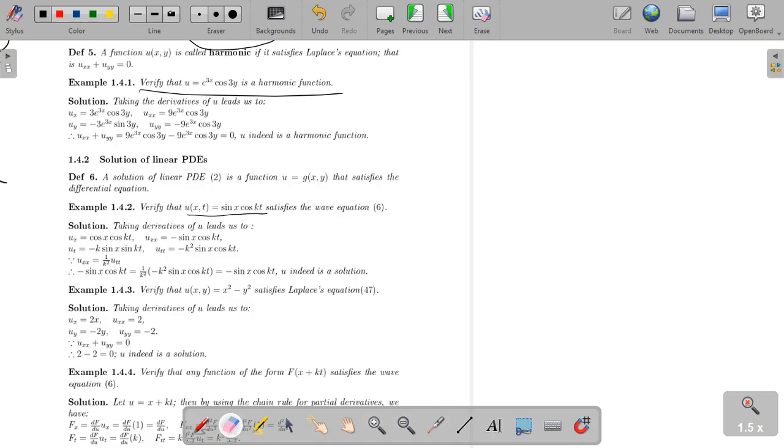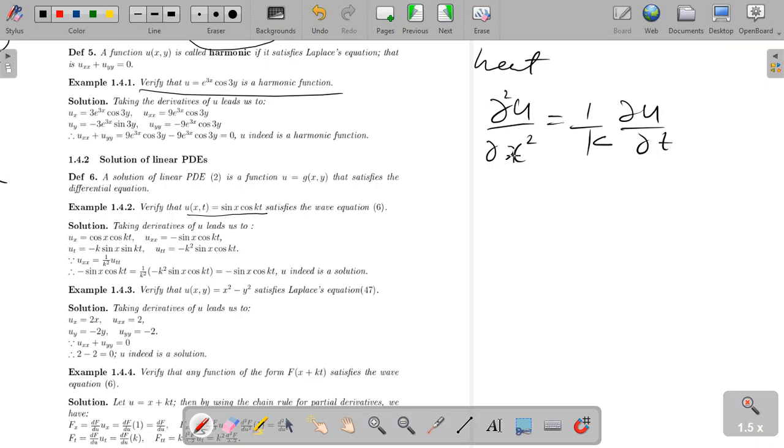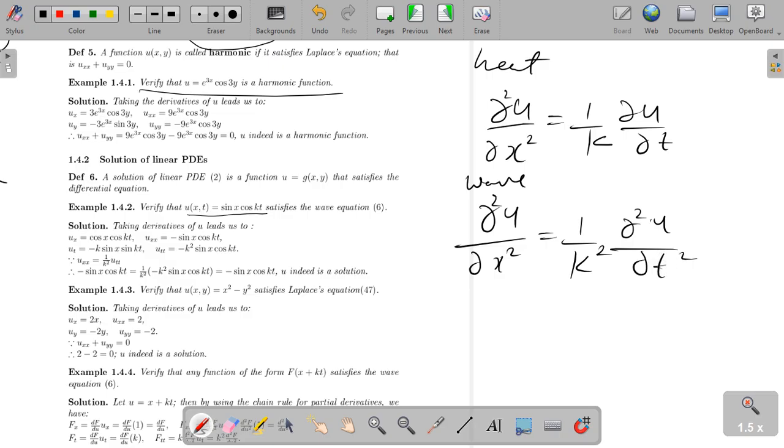So for heat, remember that we're having u and t, it's even written here. So partial squared u over partial x squared will now be 1 over k, then partial u over partial t. So this is heat. But for wave we're going to have just square everything here. Partial squared u over partial x squared will be equal to 1 over k squared of partial squared u over partial t squared.